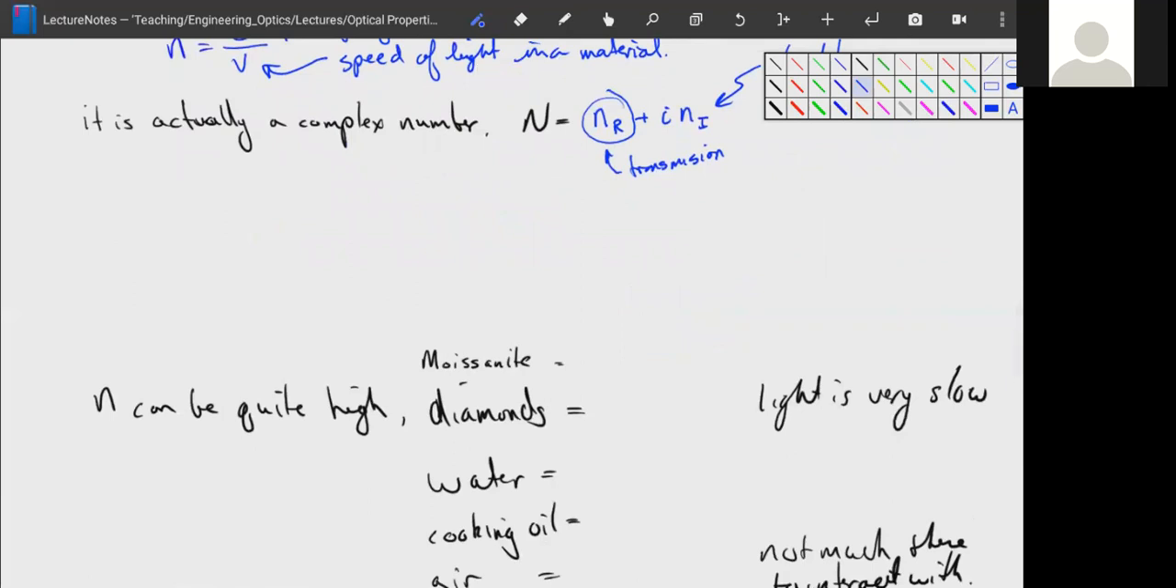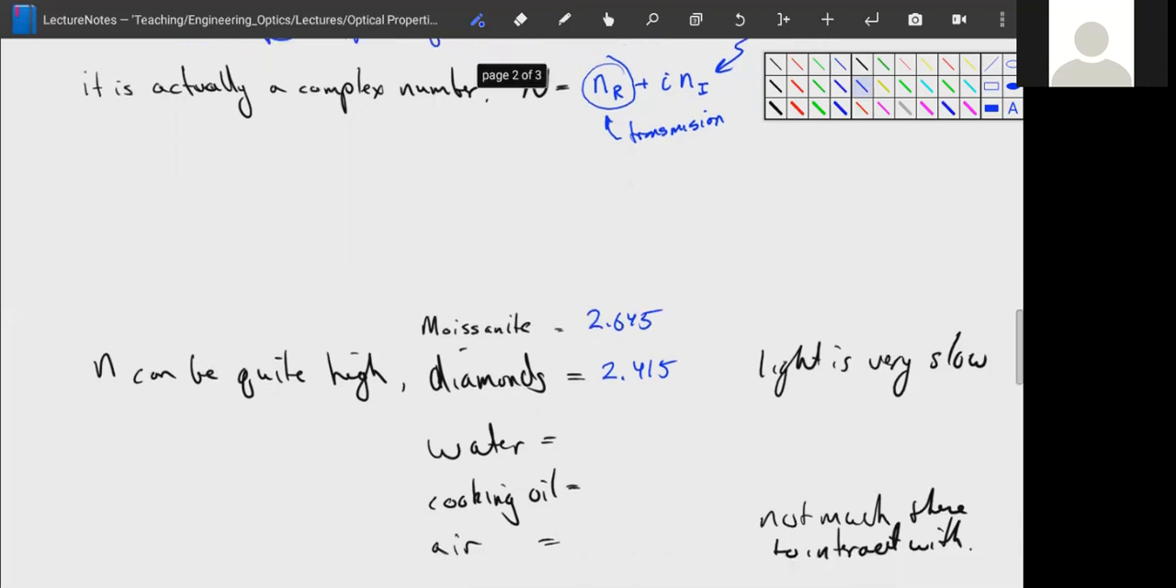n itself can be quite high. For example, moissanite has an index of refraction of 2.645. Diamonds are 2.415. These are materials in which the light is very slow, so the wave is interacting very strongly with the electrons in the material, but it's not being absorbed by the electrons. It's being either re-radiated or passed right through.